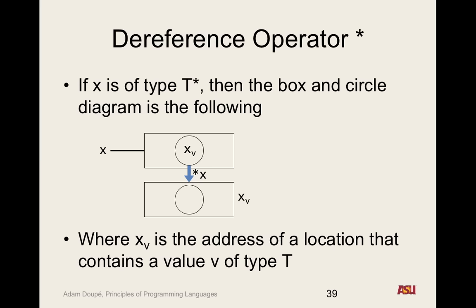Right, so star x. A star operator takes in either an L value or an R value and returns an L value. So it returns this location. And we know where that location is, the location at the address that happens to be inside x. So let's take the value out of x, and we're talking about that location that's at that address.